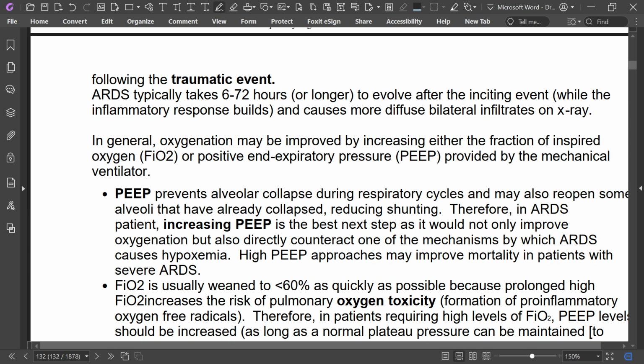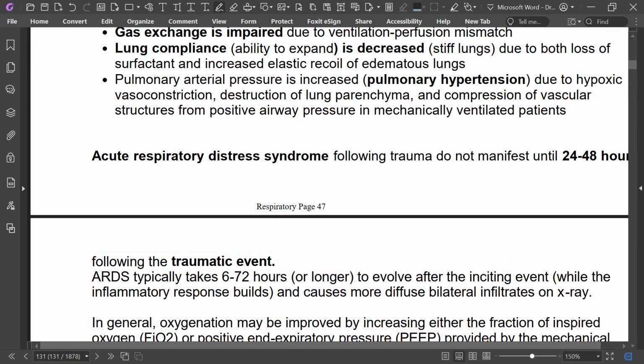The lung injury causes release of proteins, inflammatory cytokines and neutrophils into the alveolar space, leading to leakage of fibroproteinaceous fluid into the air space, alveolar collapse and loss of surfactant. This causes impaired gas exchange, leading to hypoxemia due to profound VQ mismatch from intrapulmonary shunt, decreased lung compliance, and increased pulmonary arterial pressure due to hypoxic vasoconstriction and destruction of the lung parenchyma. During treatment with mechanical ventilation, positive airway pressure causes compression of the pulmonary artery and further contributes to increased pulmonary artery pressure.